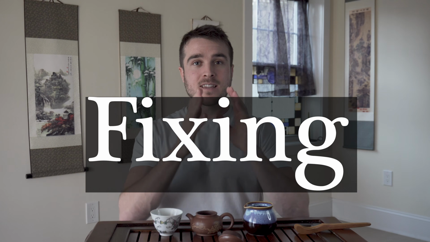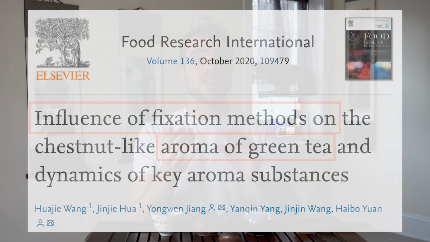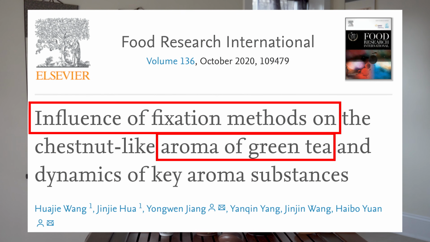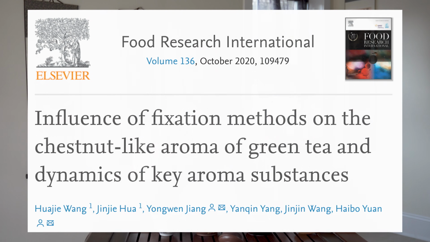But this is a crucial distinction because fixing, that's this first step of applying heat, is called fixing. The different fixing process that you use on the leaves is gonna drastically affect how the tea looks, tastes, and smells. It's gonna drastically affect all of those quality characteristics.